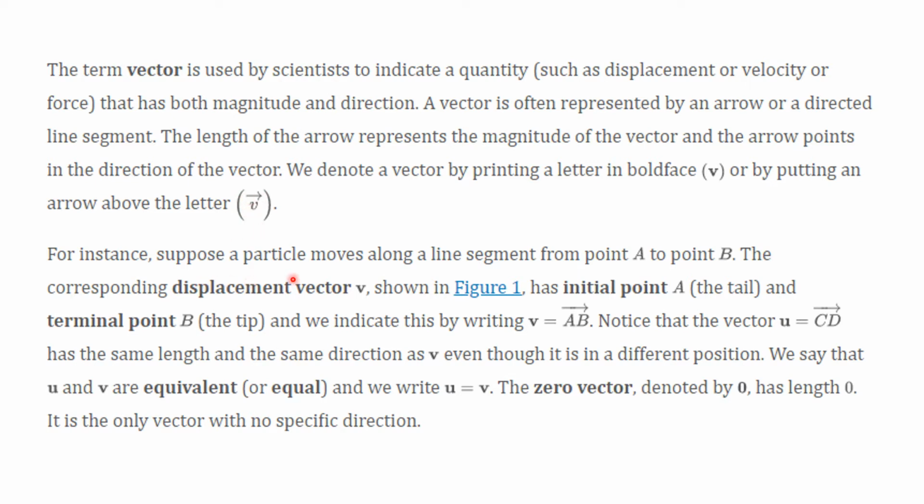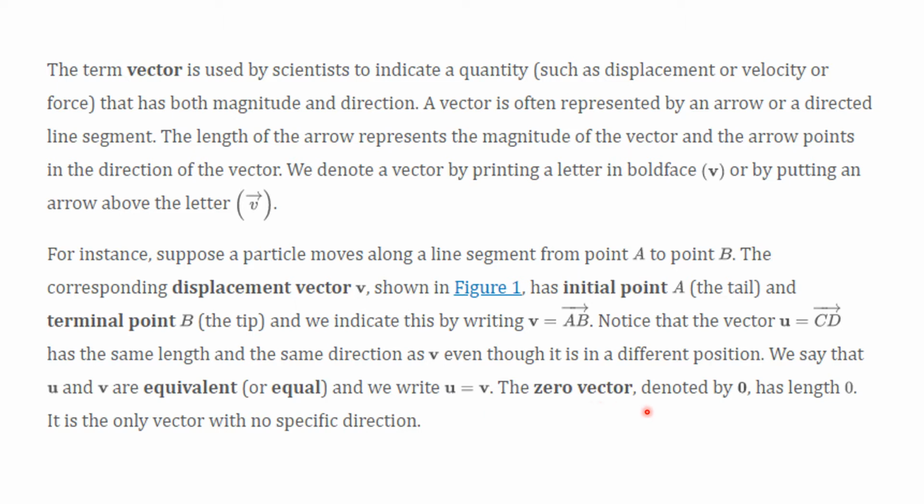For instance, suppose a particle moves along a line segment from point A to point B, corresponding to displacement vector V. So it has an initial point A, that's the tail of the arrow, and a terminal point B, which is the tip of the arrow. And we indicate V by writing this, and you can see that A is the blunt end and B is the pointed end. And the vector U, which is equal to CD, has the same length and same direction, even though it's in a different position. That means it's really the same vector. We say they are equivalent or equal as vectors, and we write U is equal to V.